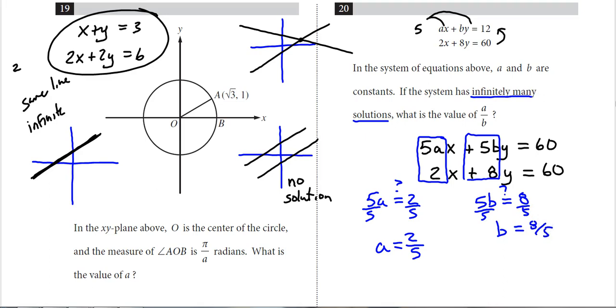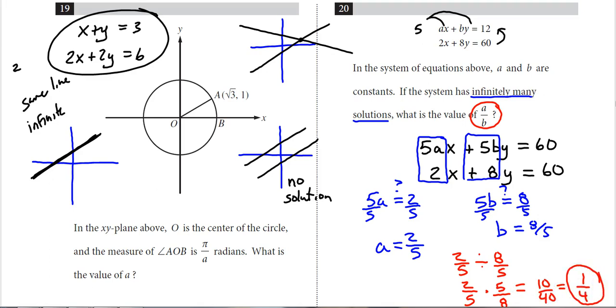Now I have an a and a b that work, but the final thing they want me to do is a divided by b. So I need to do a, which is 2/5, divided by b, which is 8/5. So I have to divide two fractions. Remember, when you divide fractions, you keep the first fraction the same, change the division to multiplication, and then flip, or take the reciprocal of, the second one. Some people say keep, change, flip. So 2/5 times 5/8 is 10 over 40, which reduces down to 1/4. All right, that was a lot of work, but the correct answer there is 1/4.